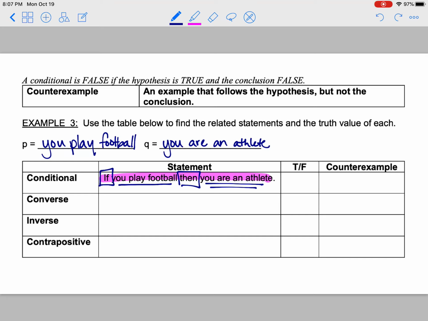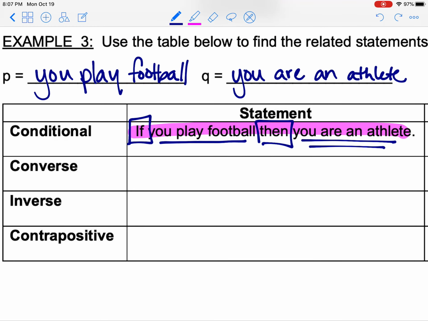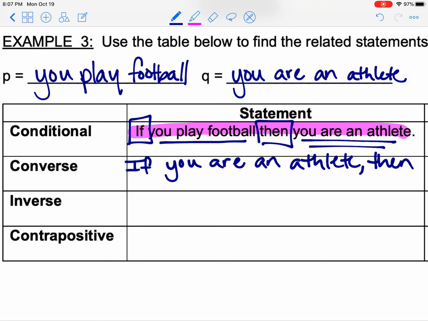Okay, so what they want us to do here is they want us to do the converse, inverse, and contrapositive, taking those sentences and rewriting them. Remember, converse is to switch. We're not switching the word if and then, we're switching the hypothesis and conclusion. So we would say here, if you are an athlete, then you play football.